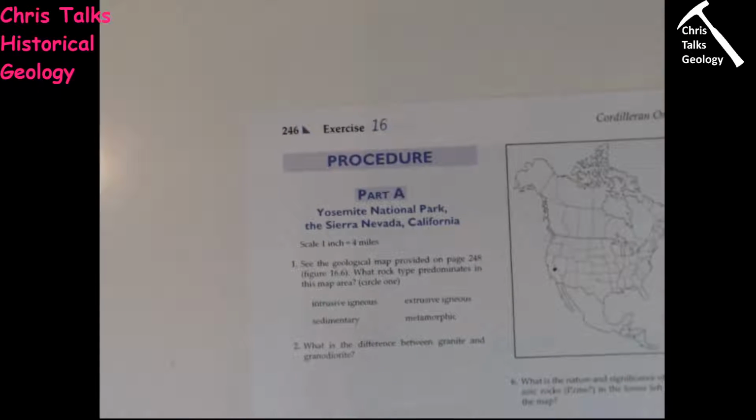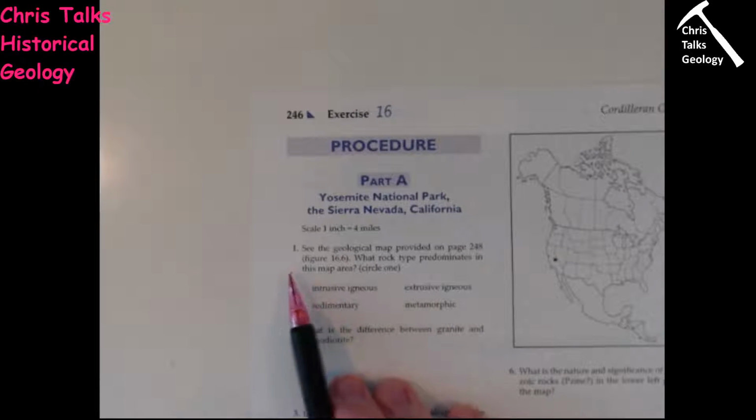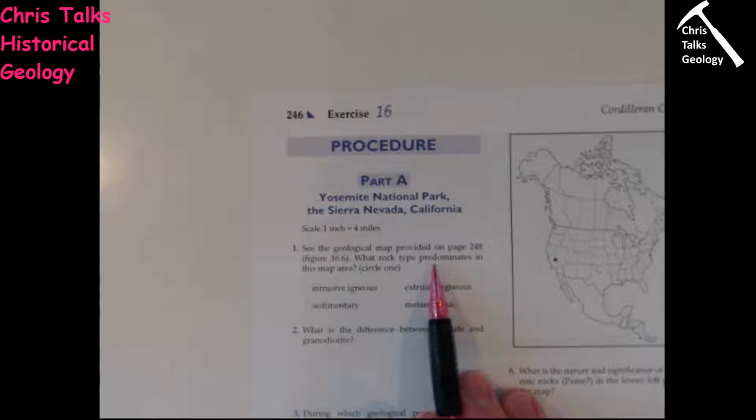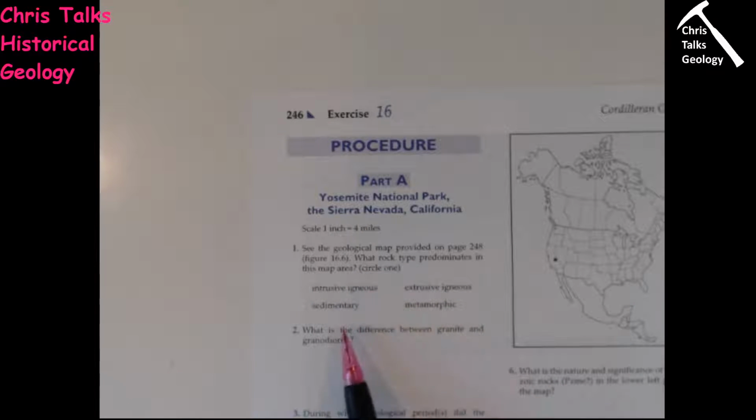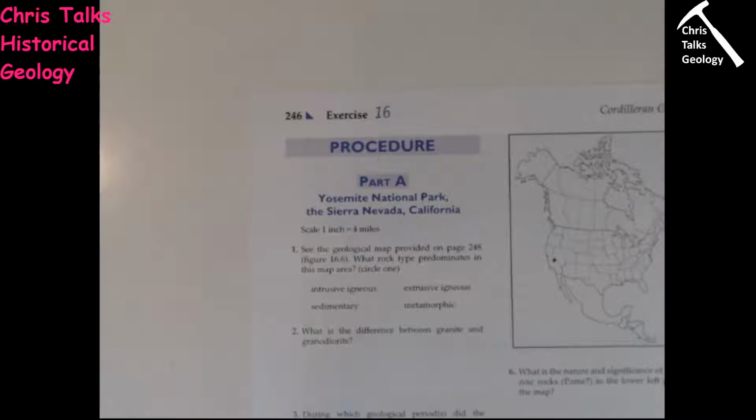So, question 1. Look at the geologic map. What rock type predominates in this map area? Oh, I've kind of given that away, haven't I? Intrusive igneous, extrusive igneous, sedimentary, or metamorphic? Well, you can answer that one, can't you? Question 2. What is the difference between granite and granodiorite? One of the things you'll notice is that most of these intrusive rocks are either granite or granodiorite. And so what's the difference between them? Well, that's one for Google.